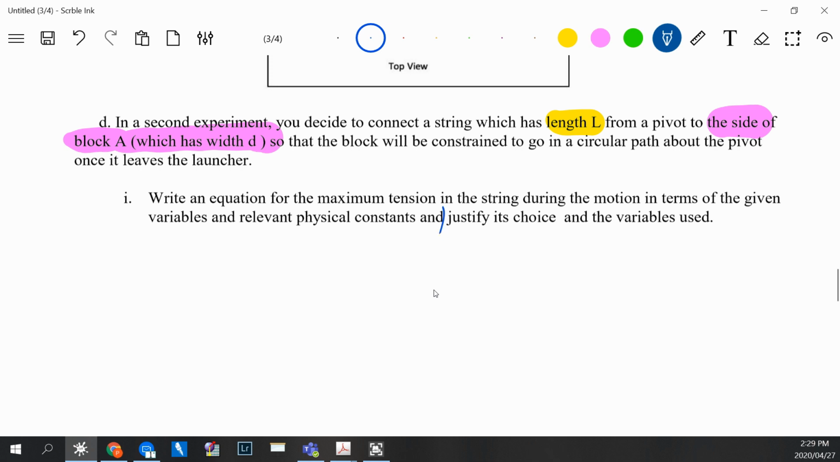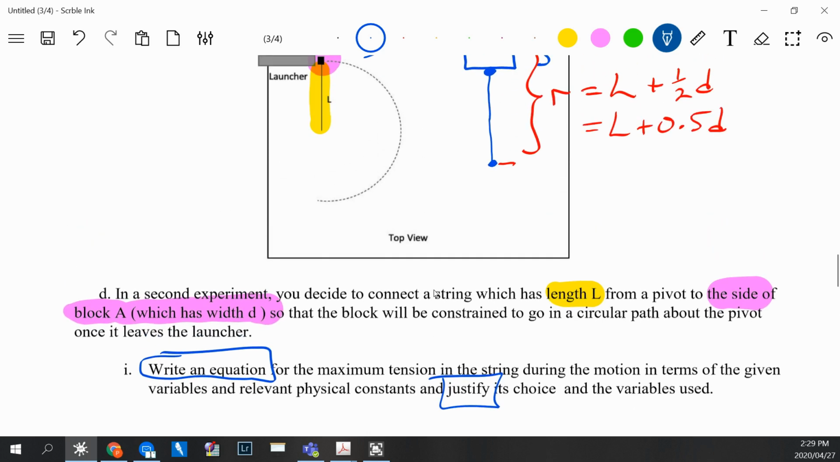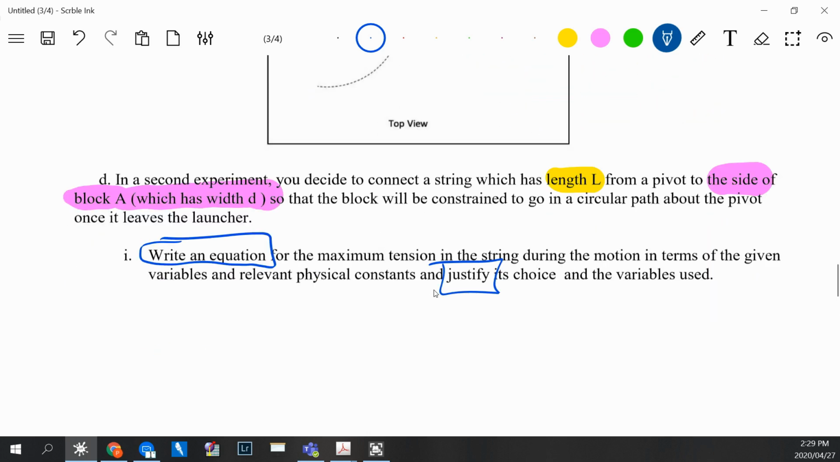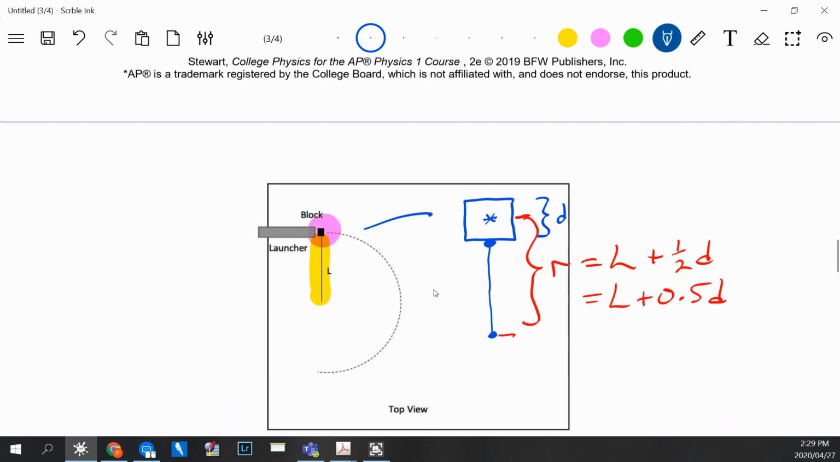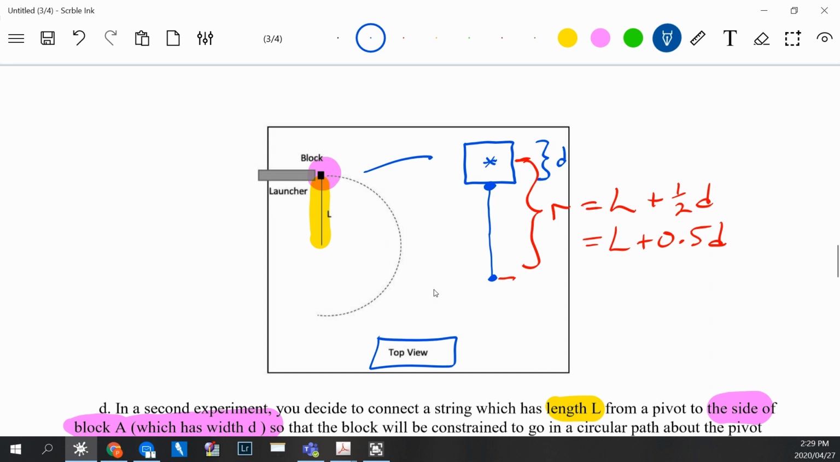So we do have to do two things here. We have to justify it. We also have to write this equation. All right, and it specifically calls out the maximum tension. Now the reason it's calling out a maximum tension, just to be clear here, this block is not moving vertically. It's not coming down faster, faster, faster. This is not a vertical situation. We're still on the tabletop. That was my understanding of it. It's a top view, so we're looking down. This thing is on the tabletop.